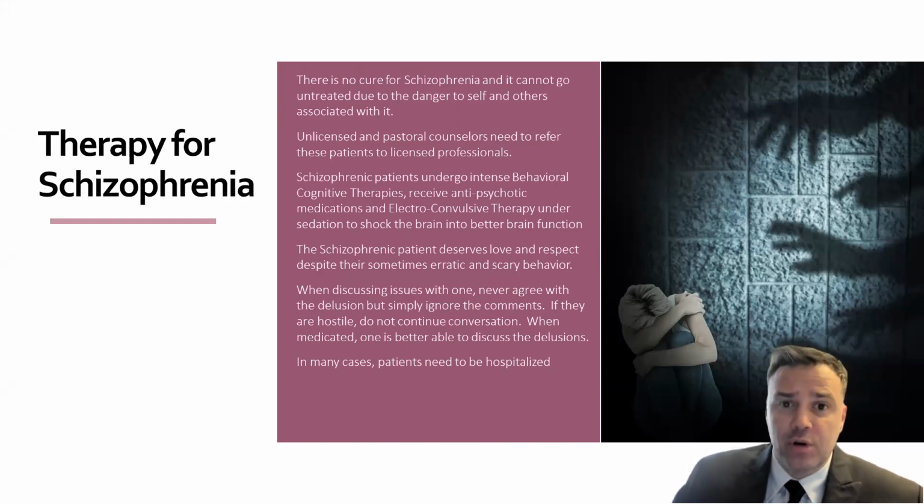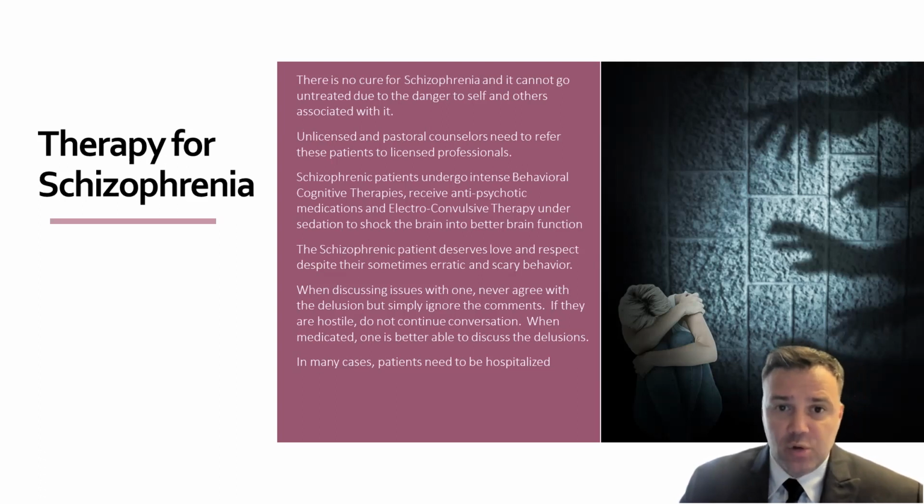Now, there's no cure for schizophrenia, and one cannot go untreated. One needs a variety of antipsychotic medications, and behavioral and cognitive therapies later after one is medicated. Some, in the most severe cases, still require electroconvulsive therapy, which might seem barbaric, but it's done under sedation to shock the brain into better brain functioning itself.